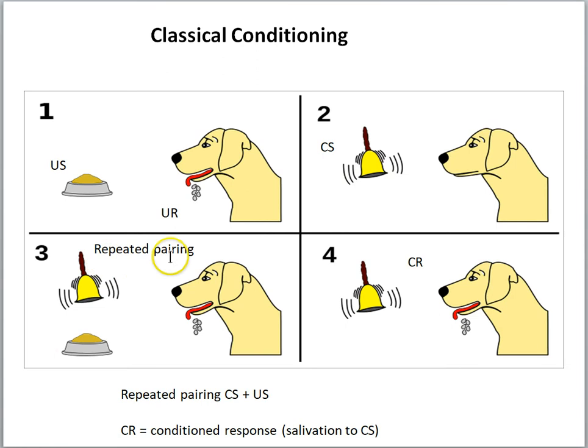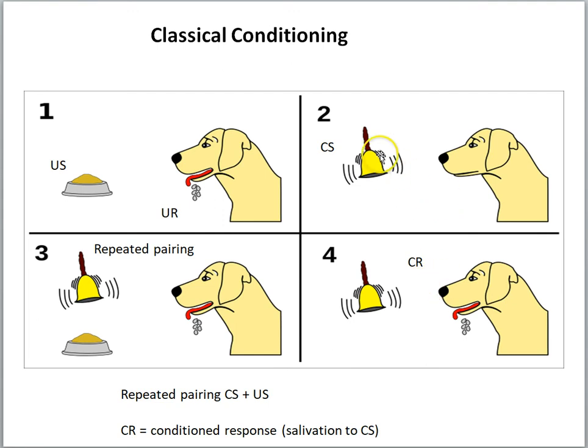So we're going to repeatedly pair bell and food. So we'll ring the bell, present the food, ring the bell, present the food. And so in the dog's brain, the idea is the dog will begin to associate the ringing of the bell with the presentation of food. And so if we do this enough times, at a later time, if we simply ring the bell alone, the dog will salivate. This is called the conditioned response.